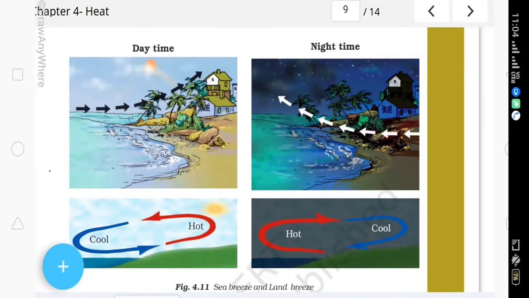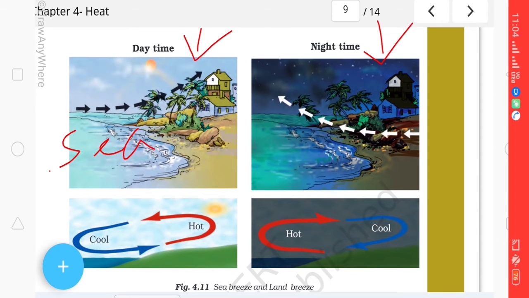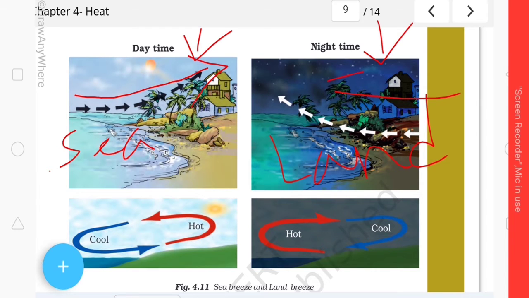In this diagram we can see, this is for daytime and this is for night time. In the daytime we get sea breeze, and at night time we get land breeze. Sea breeze is the cold air that comes from the sea towards the land, and during night time the cold air comes from the land towards the sea, so it is called land breeze.